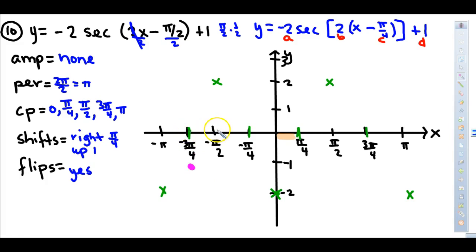This asymptote gets moved to here. This point, 1, 1. This asymptote gets moved to here. This point, right 1, up 1. This asymptote, it moves to here. This point, right 1, up 1. This asymptote, it gets moved to here. This point, right 1, up 1, right there. Okay, and we can extend that graph.